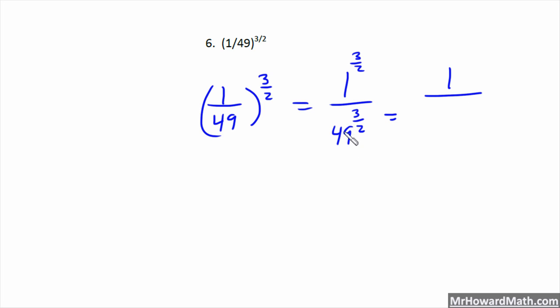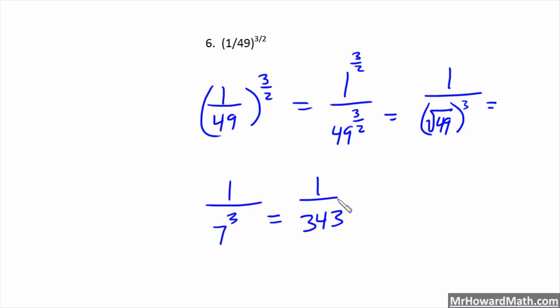On the bottom, we'll write this out. It's power over root, so we're going to take the square root of 49. That's this number. And then we're going to raise it to the 3rd power. So square root of 49 is 7, come down here, so 1 over 7 cubed is where we're at. And we'll go ahead and multiply 7 times itself 3 times, and if you do that, you get 343. So 1 over 343 is our answer.